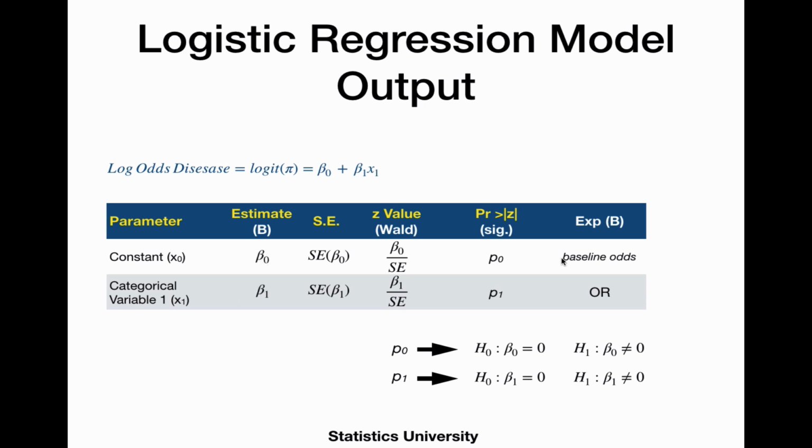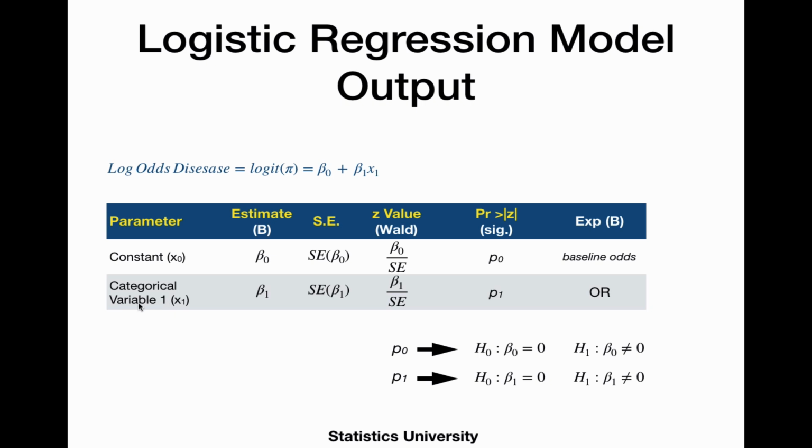And we also get the baseline odds under the column exponent of the regression coefficient beta. And in addition to that, we also get a standard error for beta 0 and the z value, which is calculated by beta 0 divided by its standard error, and then the p-value for the Wald test. And of course, again, the null hypothesis for the p-values is that the regression coefficient beta 0 and/or beta 1 are 0, and the alternative hypothesis is that they are not 0.